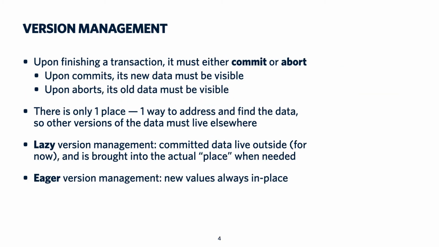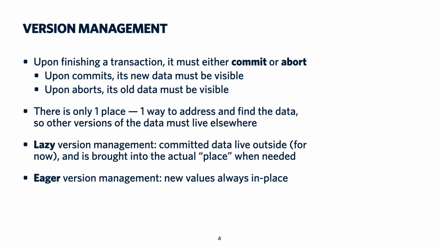Version management is a way to say, how do we keep the data up to date, or how do we revert back to different data? Upon finishing, a transaction can either commit or abort. During the transaction, some memory data would change. Upon commit, the new data must be made visible, and upon abort, the old data must be made visible. There's only one place to put this, and that is the address where the data should be. But if you have multiple versions of it, then the question is, where do you put it?